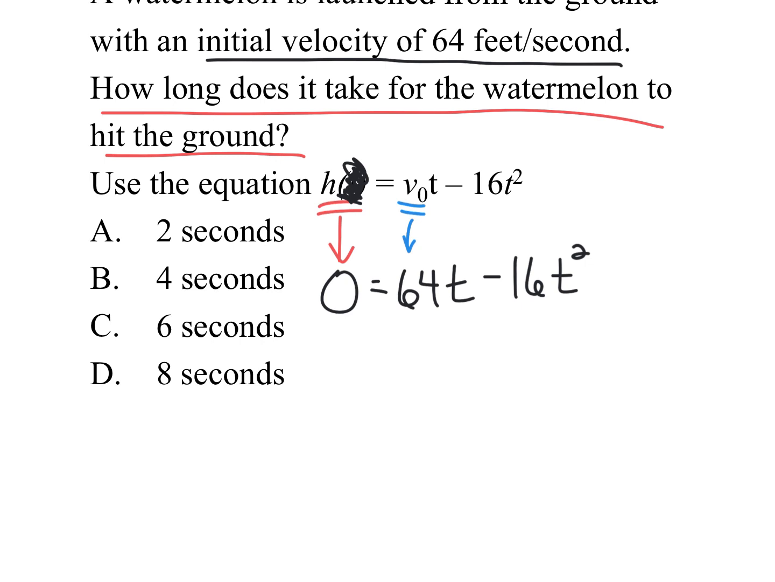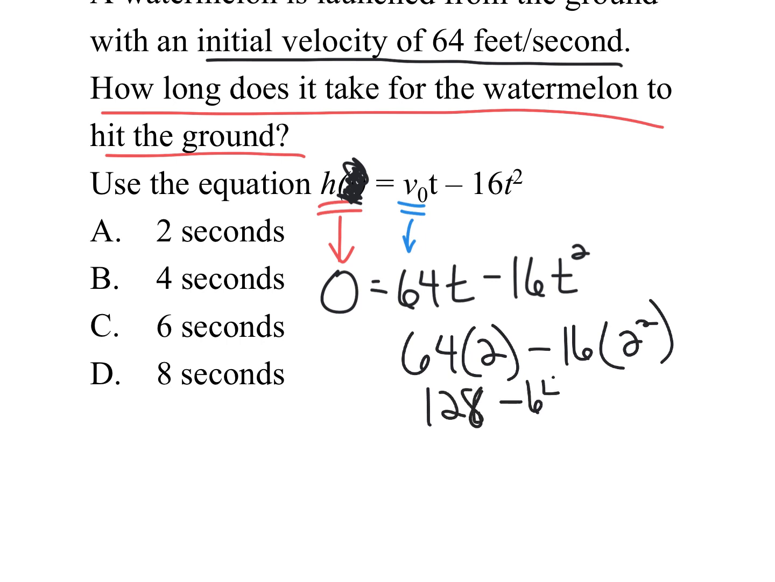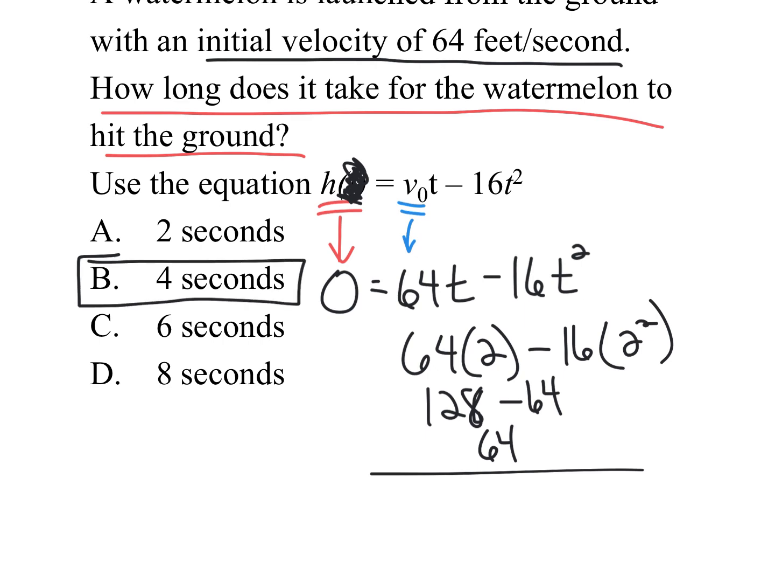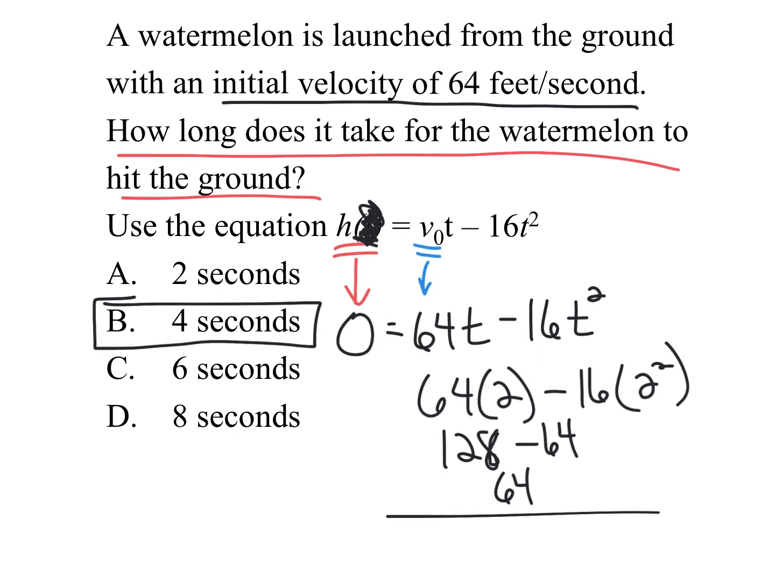This is where you could just split these up, make sure everybody's on the same page, putting a 0 in for h, putting 64 in for v sub 0, and then you're just substituting to see what works. So if you try 2 and you work that out, this would be 128 minus 64, or you just do it in your calculator, it's going to be 64, so that didn't work. If you try 4, put a 4 in place of t, both places, that will give you 0. And so that is our answer, 4 seconds until the watermelon hits the ground.